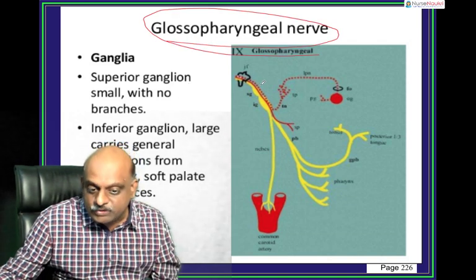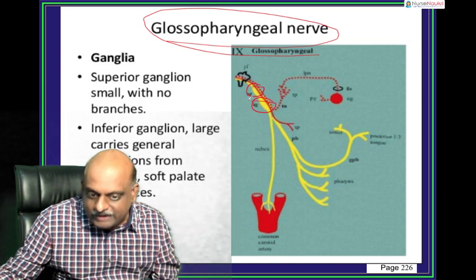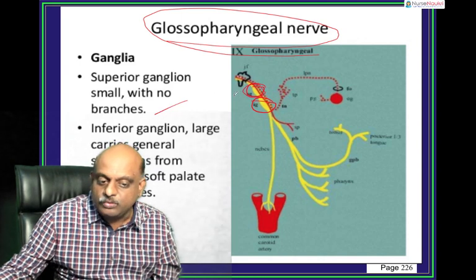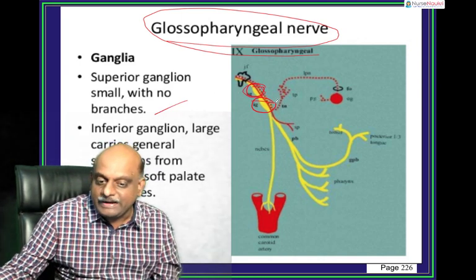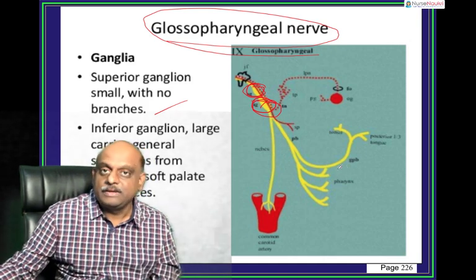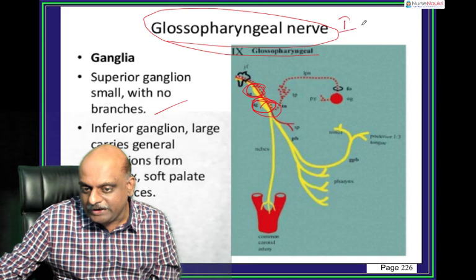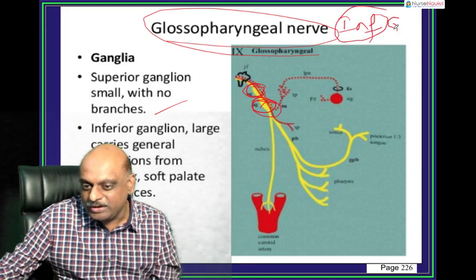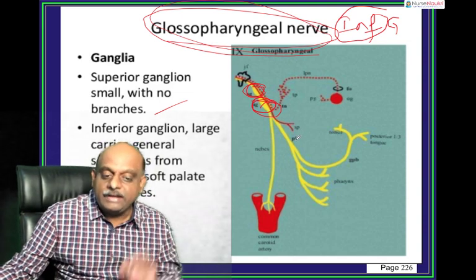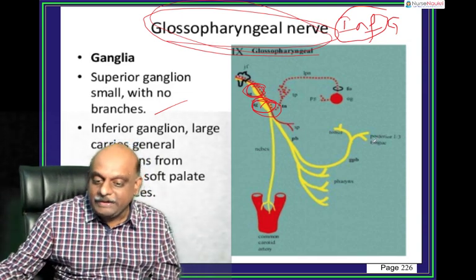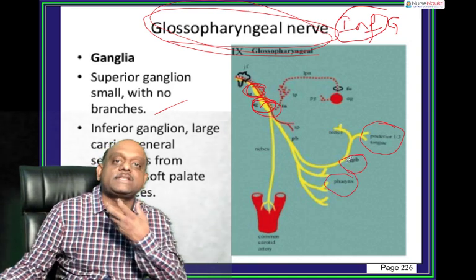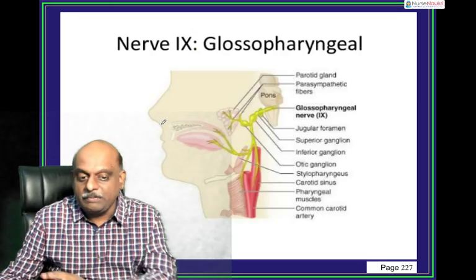Typically there is one superior ganglion, one inferior ganglion. दो ganglia का याद रखना है. Superior ganglion has no branches. Inferior ganglion is the one which will be leaving the fibers. Inferior ganglion is whose ganglion? Inferior ganglion is the ganglion of the glossopharyngeal. It carries the fibers, ultimately supplying the pharynx, the soft palate, and the fauces. That's what you need to remember.